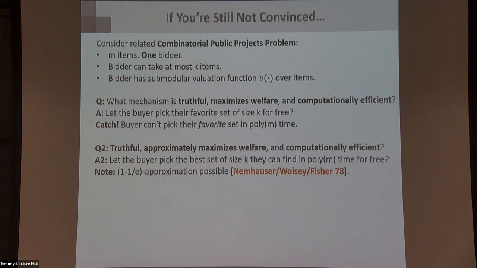Okay, so what if instead I said, I want something that's truthful. I really want it to be truthful, but I'm okay if it approximately maximizes welfare. And I want it to be really computationally efficient, because that's an actual constraint. So here's what I would do. I would say, buyer, why don't you pick whatever set you like? Just find the best one you can find in however much time you want to run for. If you have more resources, run in exponential time for all I care. That's fine. On top of that, there is a 1 - 1/e approximation. It's been known for a while. I'll even give you the code to run that algorithm if you want. But if you have something better in mind, go for it, that's fine.